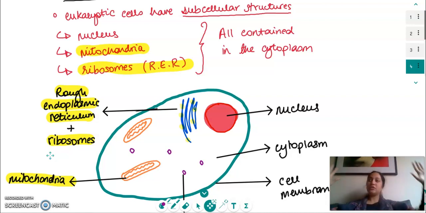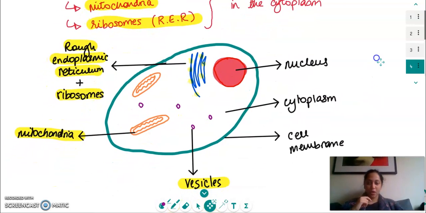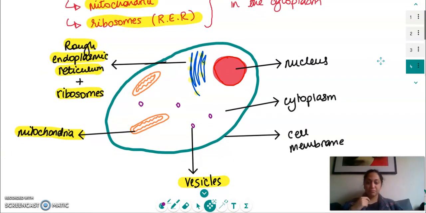And finally, all of these organelles are contained in the cytoplasm, which is the site for most of the chemical reactions. The cell is held together by a cell membrane on the periphery. So you can see this is the structure of an animal cell. Animal cells and most eukaryotic cells will also have vesicles. Vesicles are smaller enclosed membranes that basically help you transport substances from one place to another.